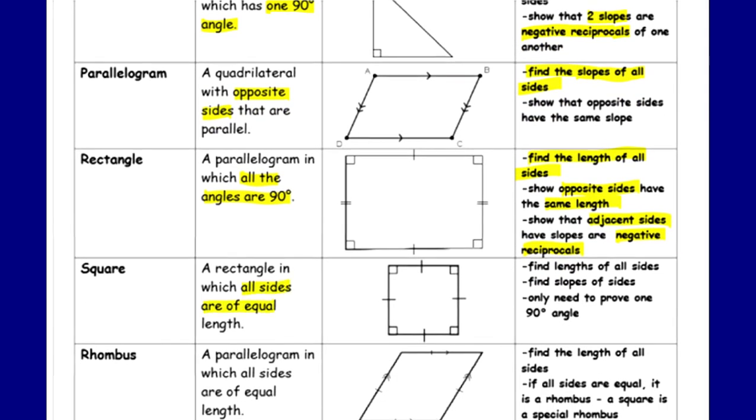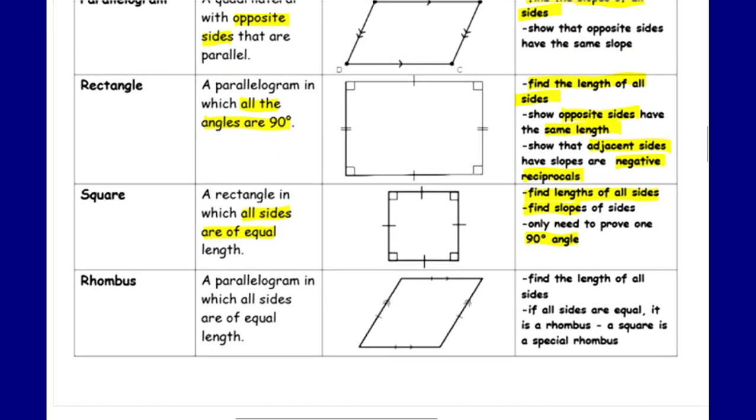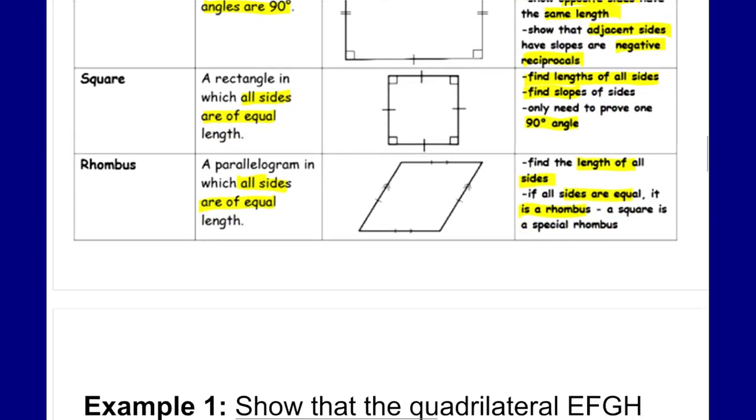Square, all sides are equal, so looking for all sides, we do have to double check to make sure that the angles are 90 degrees. We do need to find slopes. We only really need to prove that there's one 90-degree angle. If all the sides are the same and we have one 90-degree angle, the rest has to work. Because if all sides are equal and there's not a 90-degree angle, then we have what is called a rhombus. So a rhombus has all sides equal, but no 90 degrees. So we want to find the length of all the sides, and if all sides are equal, it is a rhombus. Now, a square is a special type of rhombus, so we could classify everything as a rhombus. If we want to check to see if it is a square, we have to look for that slope.